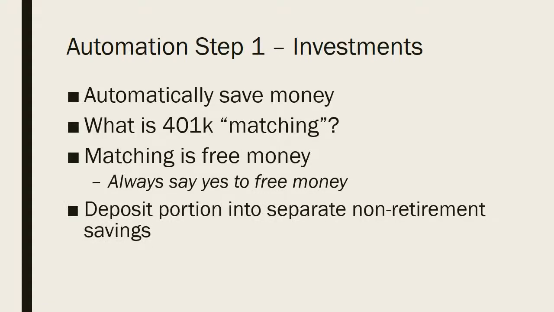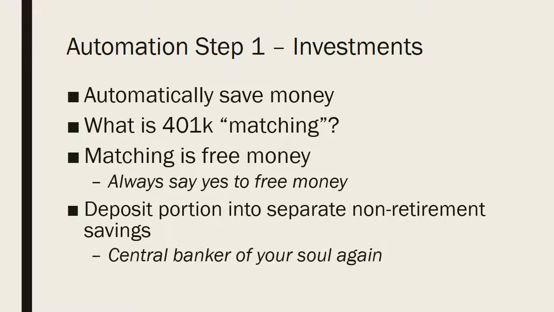And so part of this as well with automation is that you can deposit a portion of your income into these separate non-retirement savings that you could use for more significant purchases, say a car or a big bill that comes due or something big in your house breaks or something like that. So what is the advantage of this? It's the central banker of our souls. By doing this automatically, we don't have to trust future self to do something, or we don't make a bad decision today that future self then regrets.